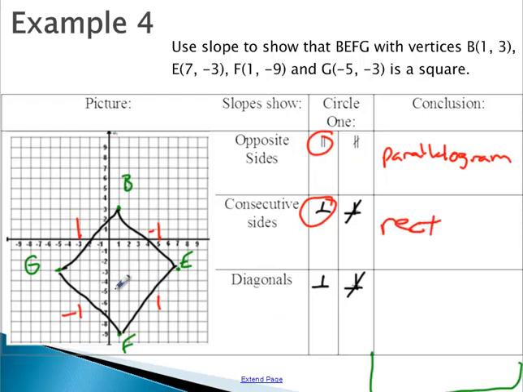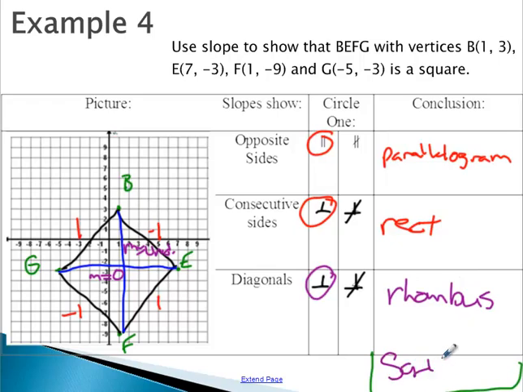Now we need to check our diagonals. When I find the slopes of our diagonals, one of them, although it doesn't look like it the way I drew it, is horizontal, slope is 0. And then the other one's straight up and down, meaning the slope is undefined. 0 over 1 and 1 over 0 are opposite reciprocals, so this is a rhombus. And because it's all three of these, our final conclusion tells us that it's a square.